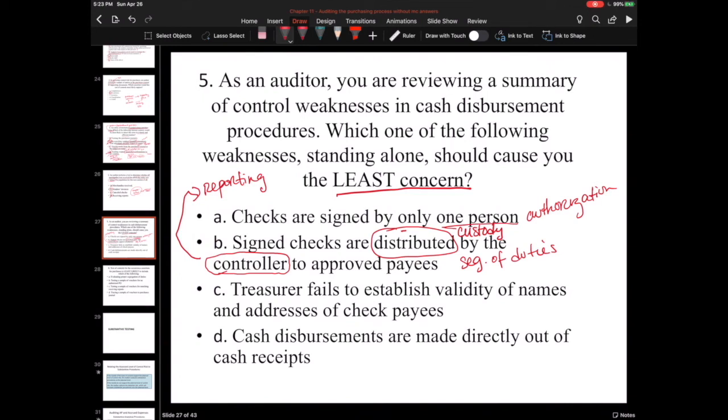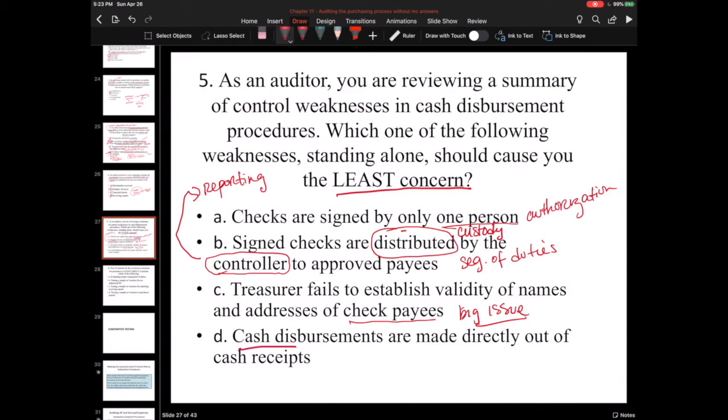C is treasurer fails to establish validity of names and addresses of check payees. C definitely sounds like a big issue because you could just be sending these checks to anybody and they may not be real people. So this seems like a big issue.